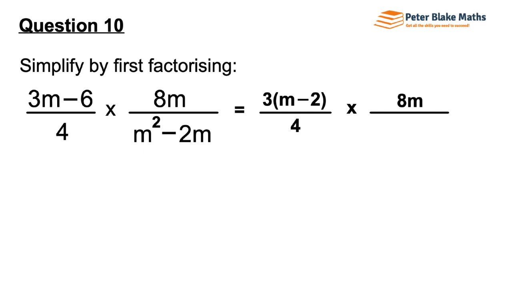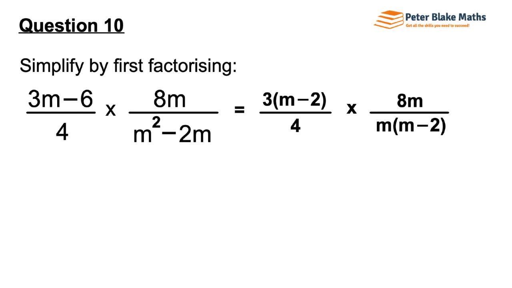And to factorise the bottom of the right-hand fraction there, what's common between m squared and minus 2m? I think you might be able to spot that an m can come out as common. We'll ask what are we going to multiply that front m by to get m squared? We'll need another m, because m times m is m squared. What are we going to multiply m by to get minus 2m? We'll need a minus 2 in the bracket there.